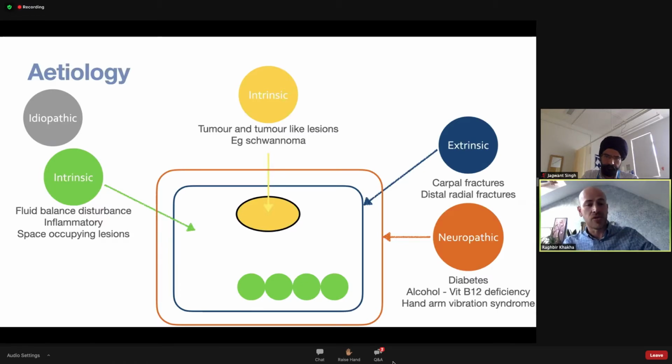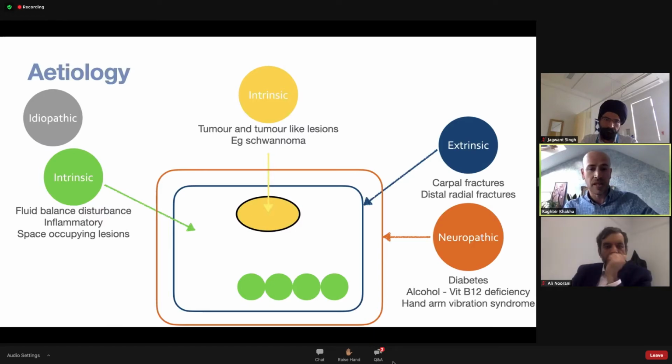And these can be tumors or tumor-like lesions, such as a schwannoma. You can get problems intrinsic to the carpal tunnel itself. And these are typically problems that can alter fluid balance. Inflammatory problems, such as rheumatoid arthritis, which causes a tenosynovitis, and again, space-occupying lesions within the carpal tunnel as well. And these can be lipomas or ganglions.